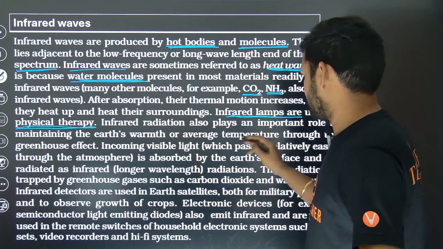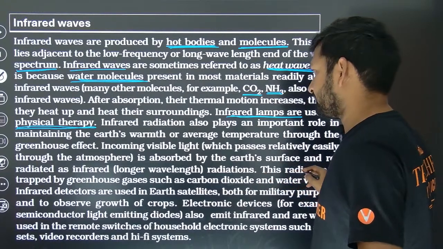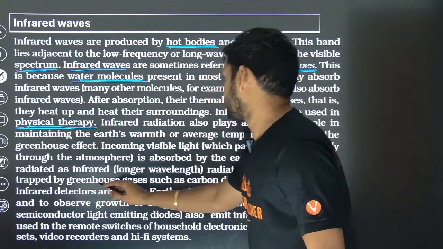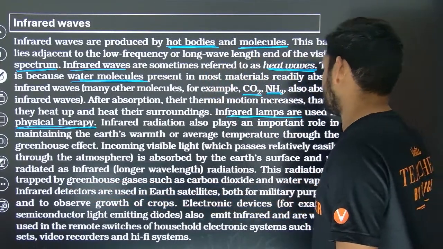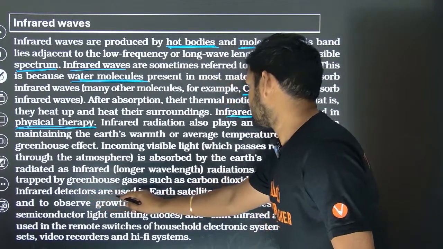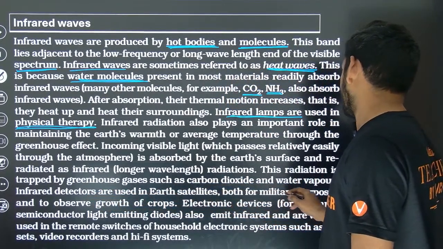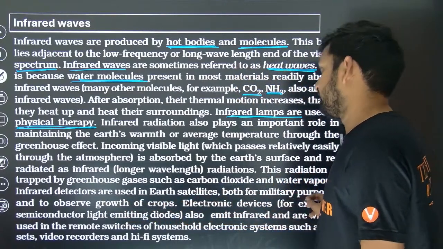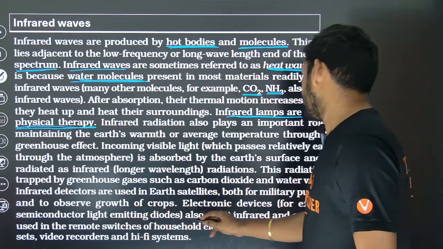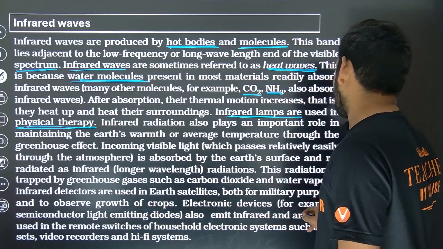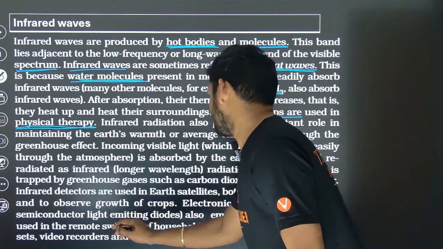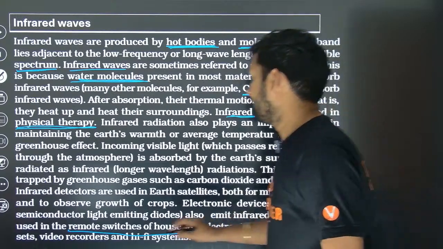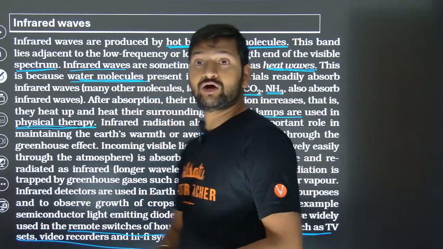Okay, one more. This radiation is trapped by the greenhouse gases, such as carbon dioxide and water vapor. Infrared detectors are used in Earth satellites, both for military purposes and to observe growth of the crops. Electronic devices, for example semiconductor light emitting diodes, also emit infrared and are widely used in remote switches of the household. We use remotes to turn on the TV, right?